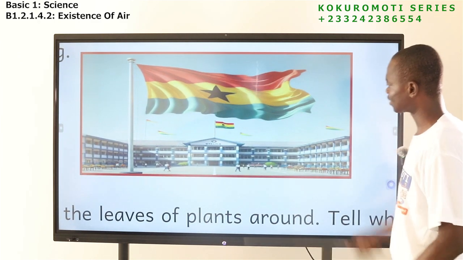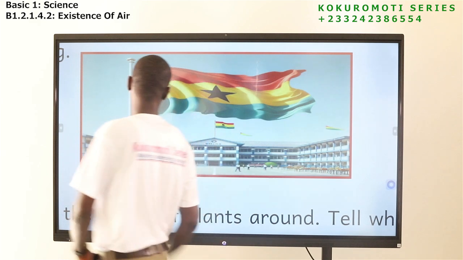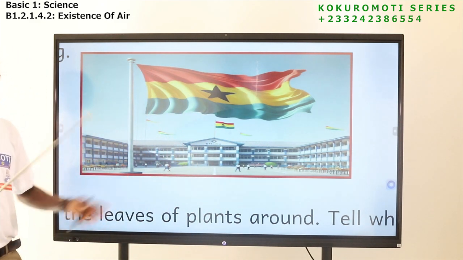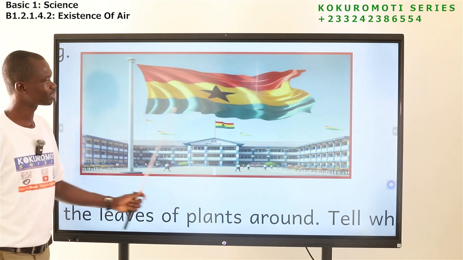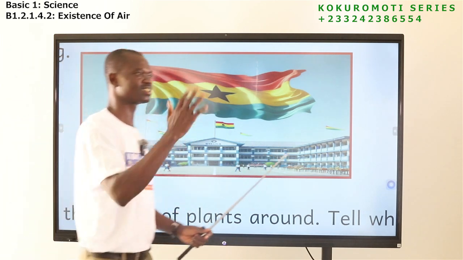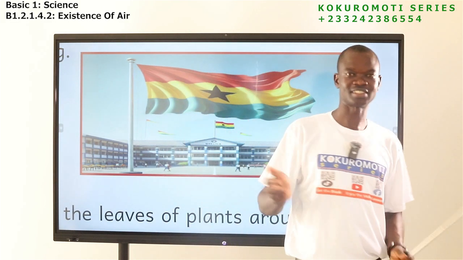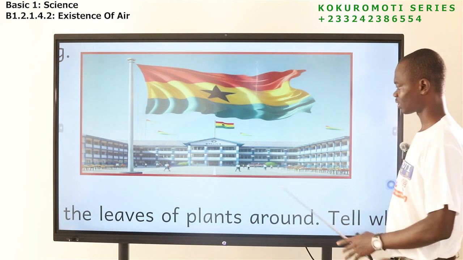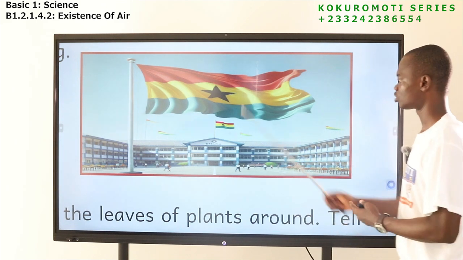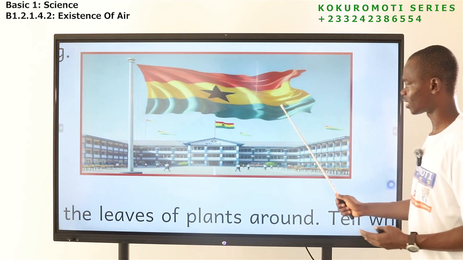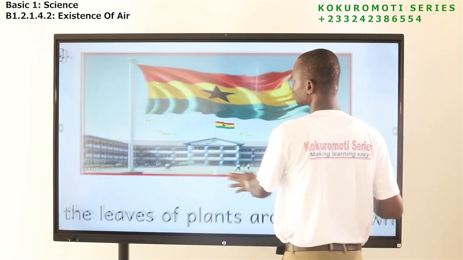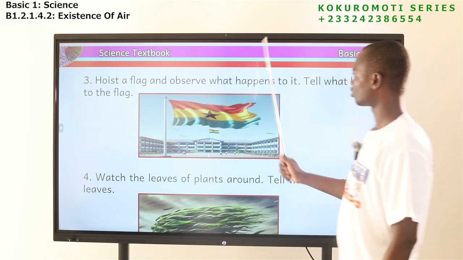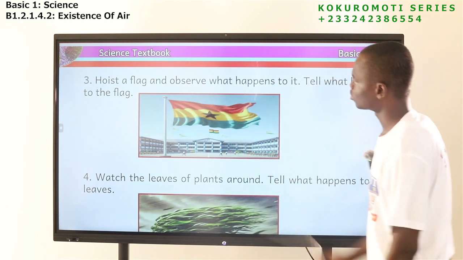Now there is another one here. Yes. This is what? Ghana's flag. This is the Ghana flag. So the Ghana flag, we see it in our schools and in some places. You see, always the flag moves like this. So it tells you that the air is moving what? The flag. The air causes the flag to what? To move. So look at it. This is the Ghana flag, and it moves as a result of what? Or because of what? Air. So hold a flag and observe what happens to it. What happens to the flag?